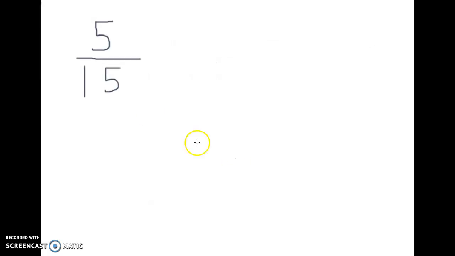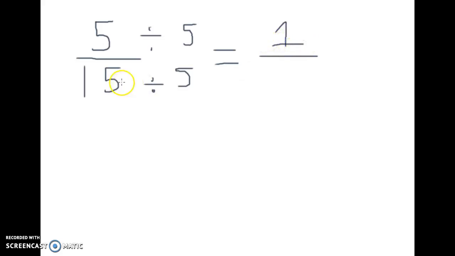So let's go back to our fraction. We're going to divide both the top and the bottom by 5. Divide the top by 5, divide the bottom by 5. That's going to give us our new simpler fraction. If we divide 5 by 5, we're going to get 1. If we divide 15 by 5, we're going to get 3. So now our simpler fraction is 1/3.